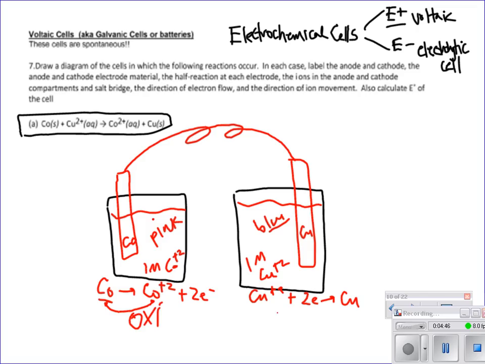And then what's this? This is reduction. And it's doing that thing again. It's this time of day, guys.